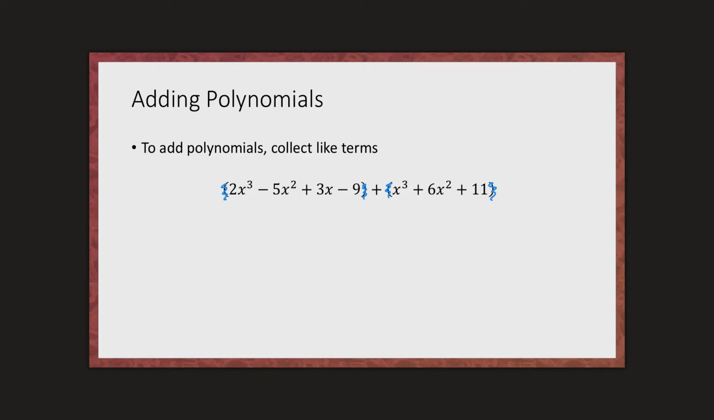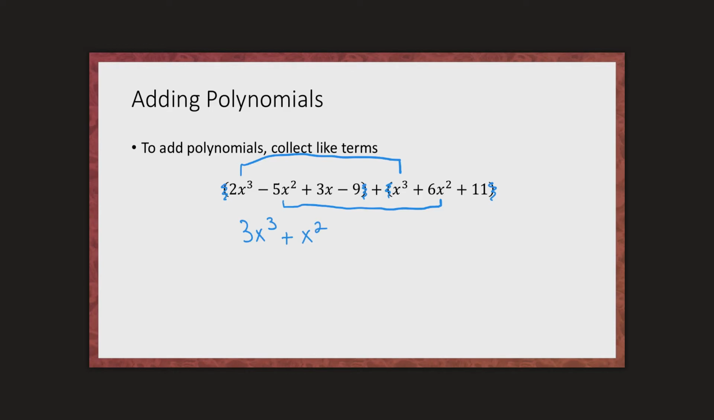So 2x to the third is a like term with x to the third, so I can add those together. 2x to the third plus x to the third, we add the coefficients, and it becomes 3x to the third. Then we have negative 5x squared, and that is a like term with positive 6x squared. Now, one's a positive number, one's a negative number, so we'll subtract those. 6x squared is bigger. 6 minus 5 is 1, so that will just be plus x squared.